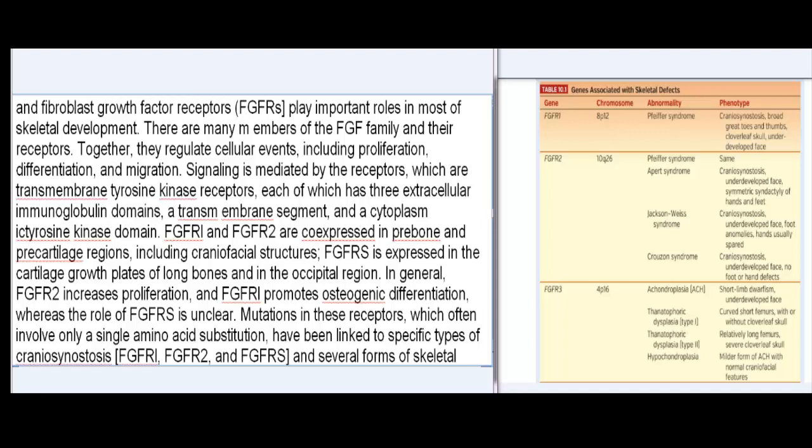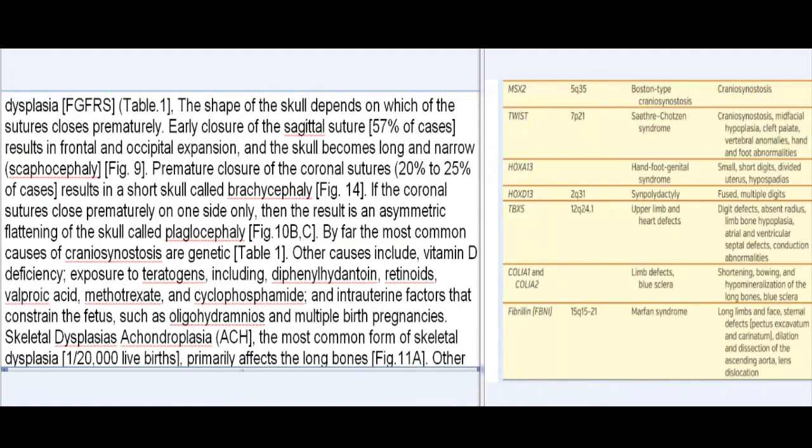FGFR1 and FGFR2 are co-expressed in prebone and precartilage regions, including craniofacial structures. FGFR3 is expressed in the cartilage growth plates of long bones and in the occipital region. In general, FGFR2 increases proliferation, and FGFR1 promotes osteogenic differentiation, whereas the role of FGFR3 is unclear. Mutations in these receptors, which often involve only a single amino acid substitution, have been linked to specific types of craniosynostosis, FGFR1, FGFR2, and FGFR3, and several forms of skeletal dysplasia, FGFR3.